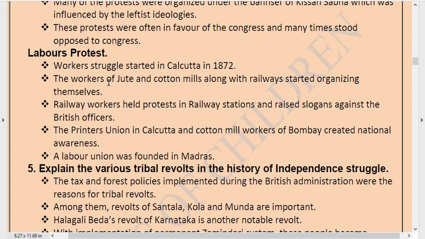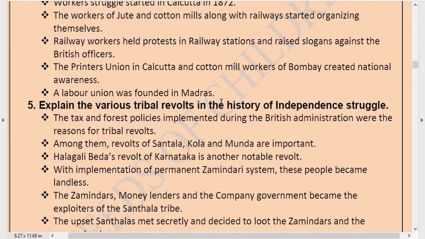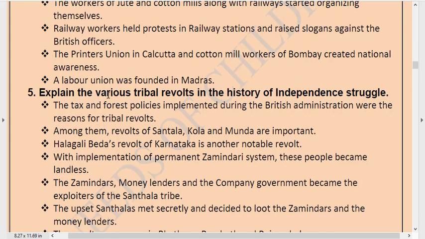The workers of jute and cotton mills, along with railways, started organizing themselves. Railway workers held protests in railway stations and raised slogans against the British officers. The Printers Union in Calcutta and cotton mill workers of Bombay created national awareness. A labor union was founded in Madras.